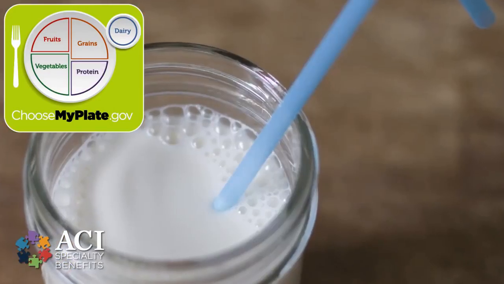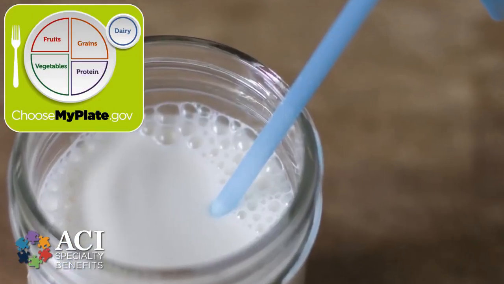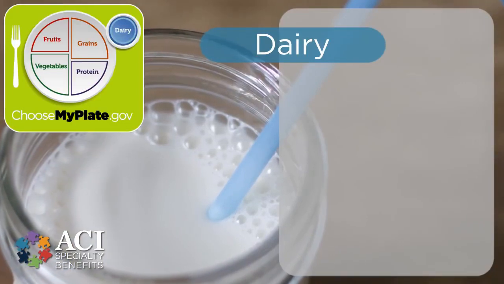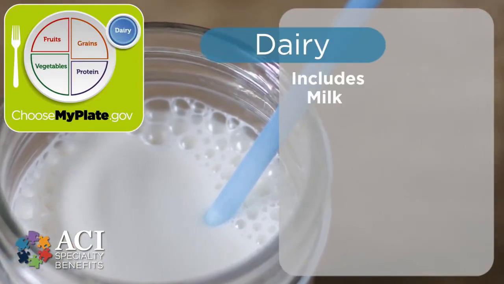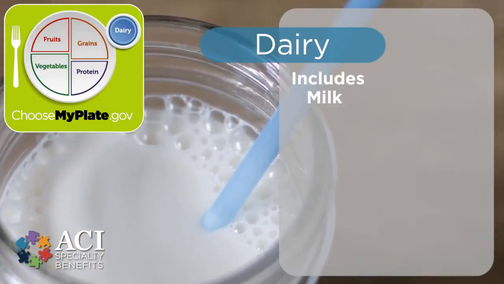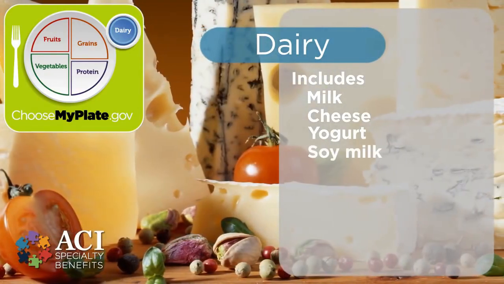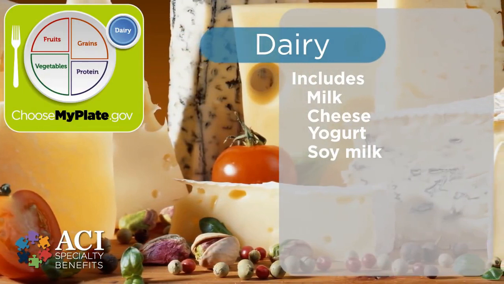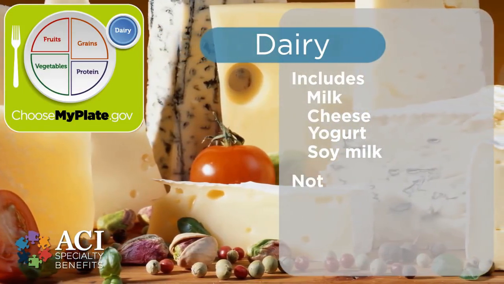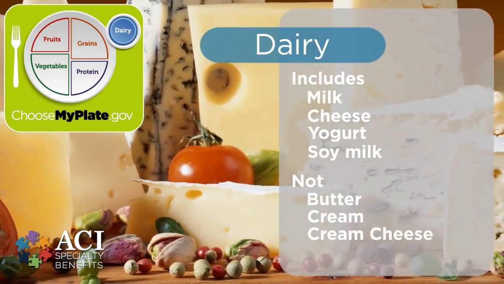The final and smallest portion of the Choose My Plate dietary method is the dairy portion. This includes all fluid milk products and foods that are made from milk like low-fat cheese and yogurt that retain calcium content as well as calcium-fortified soy milk. This does not include foods made from milk with little to no calcium such as butter, cream, and cream cheese.